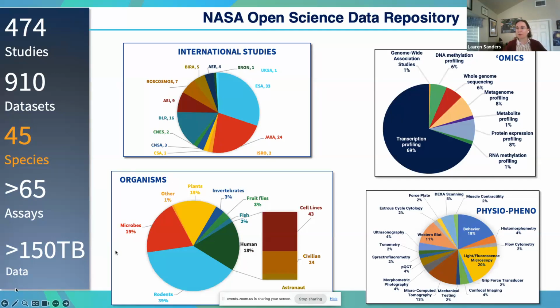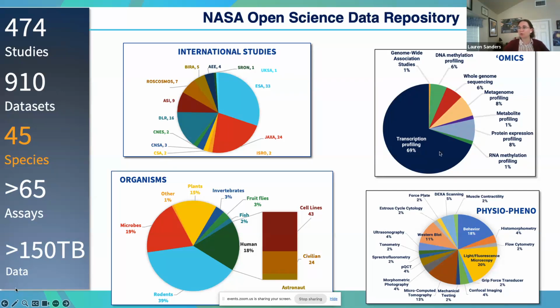We have data from 45 different species. So this diagram shows a few of our different organisms, mainly rodents, because a lot of the research that NASA has done has focused on the rodent research missions, the rodent research program. But we also have a lot of microbial data, cell line data, and different types of model organisms, which enable studying different physiological systems. We break our data down into whether it's omics or non-omics, physiological, phenotypic data.